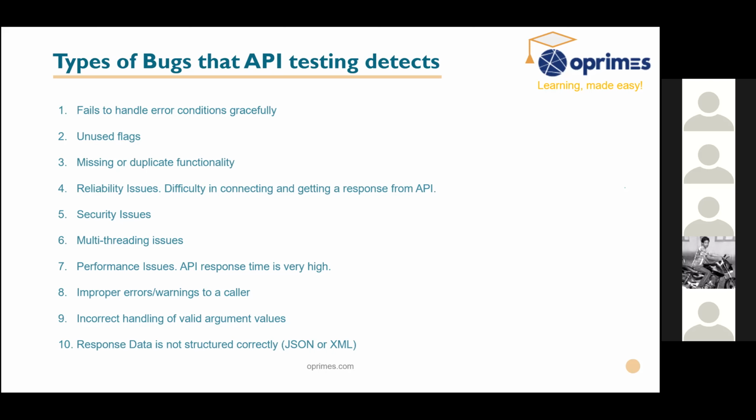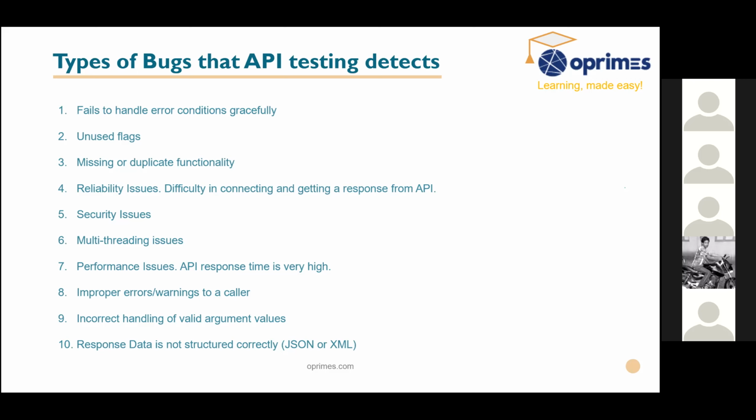Say you are expected to send 5 parameters, but it is expecting a 6th parameter, which is not in the requirement. Then it is an unused flag, which is an additional parameter or something unused at all, and nowhere it has to be used. Some variables are declared and not used. Some errors will be thrown on the API side. So that is a bug we will be facing.